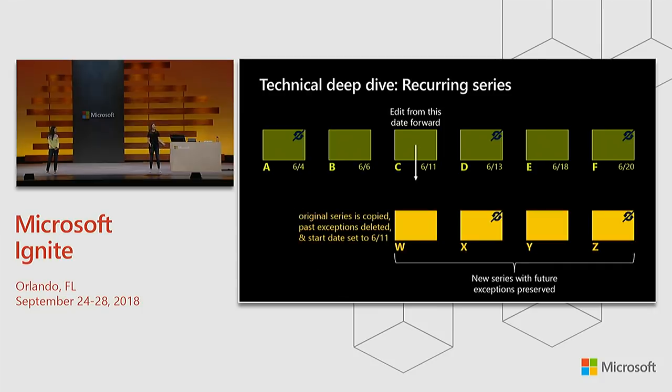The next thing we do is we actually take a copy of that original series, delete all of the past exceptions, and update the start date to be that pivot date. So in this case, the new series, W through Z, is set to 6/11. The other change that we're making is we're not only preserving your past exceptions, but we're also preserving your future exceptions, because we know sometimes you've moved that one instance for a company holiday, or you couldn't get the room, and so you'd move that, and we don't want you to lose all that effort that you'd put into those future instances as well. So we are preserving both past and future exceptions with this change.